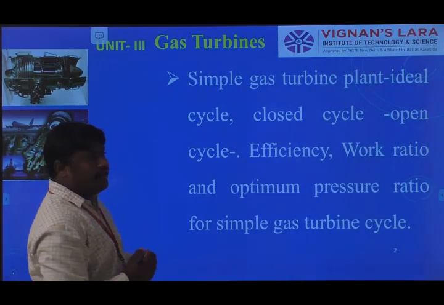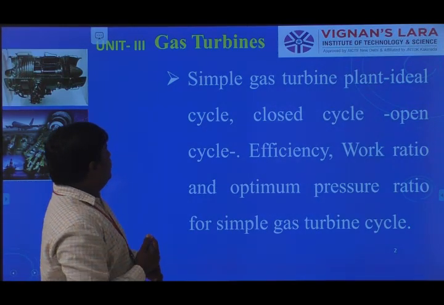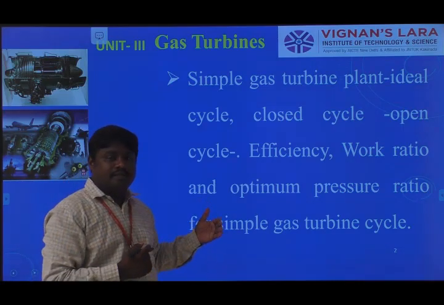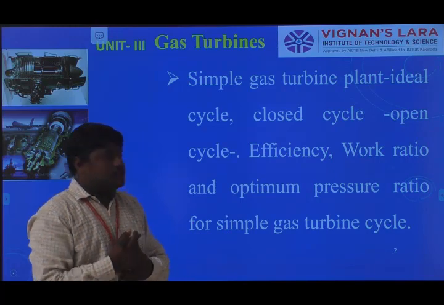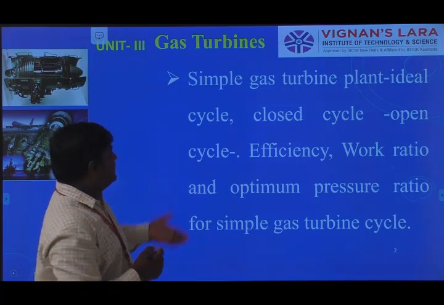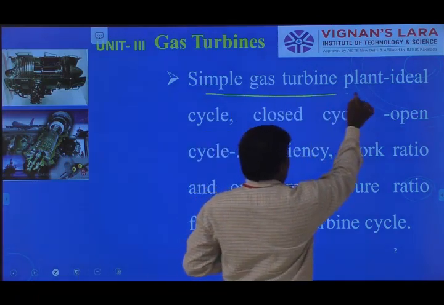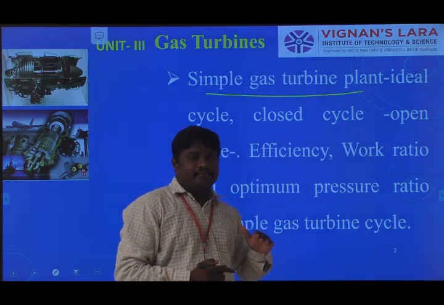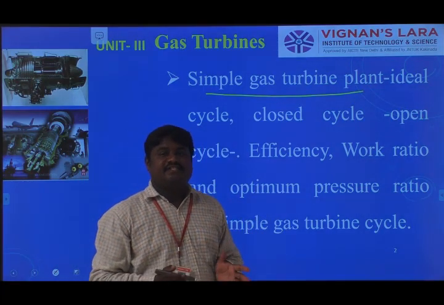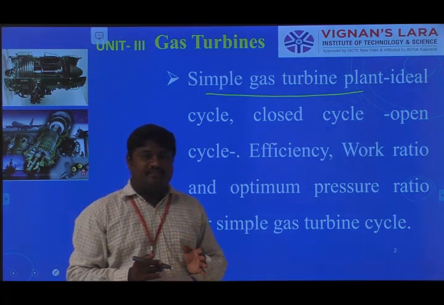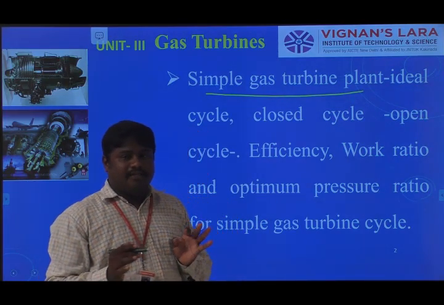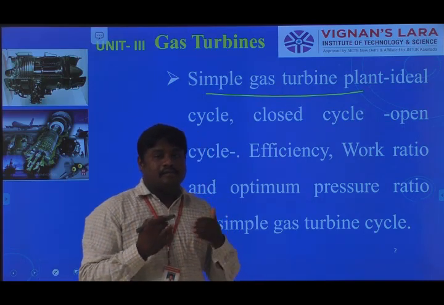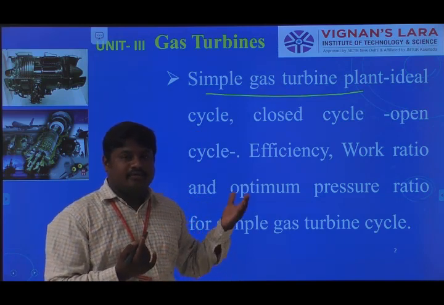This is the third unit of THPM, that is, Thermal and Hydro Prime Movers. Part 1 is thermal prime movers and part 2 is hydro prime movers. In this third unit, we look at the simple gas turbine power plant. We already discussed IC engines, meaning internal combustion engines, in the first unit, and steam turbines in the second unit. Both are completed. Now I am going to explain about gas turbines.